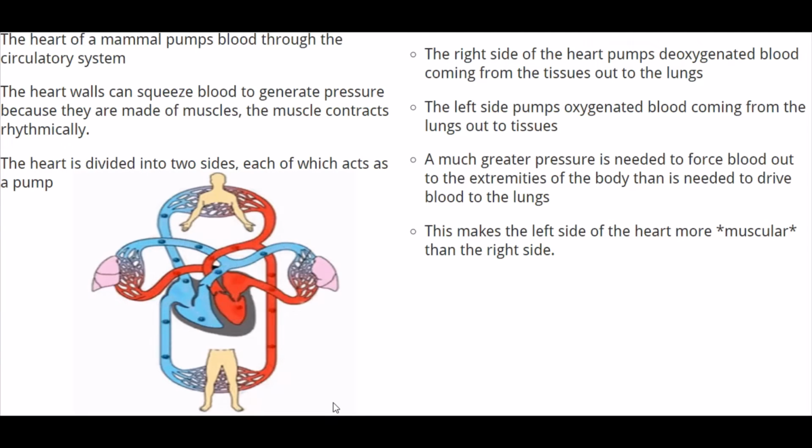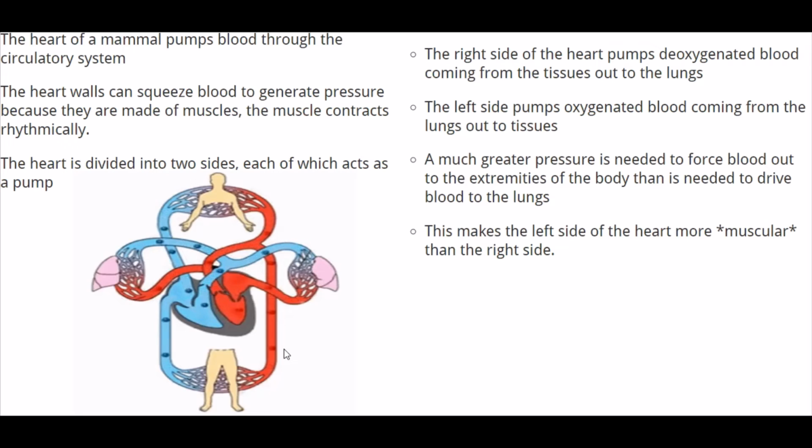The right side of the heart pumps deoxygenated blood from the tissues out to the lungs, and the left side pumps oxygenated blood coming from the lungs out to tissues. A much greater pressure is needed to force blood out to the extremities of the body than is needed to drive blood into the lungs.